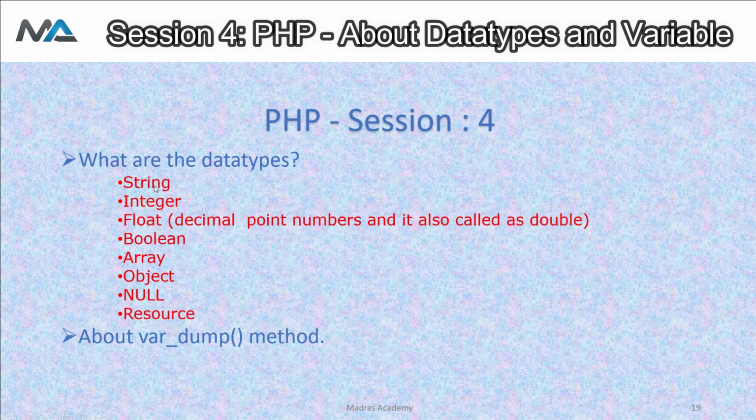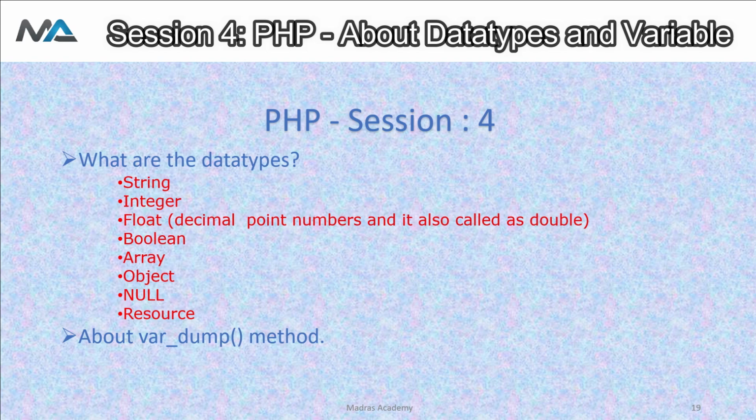But in PHP, we are not using the data type directly. We just use a dollar symbol before the variable. And how does PHP identify whether we have given an integer, string, float or boolean, and how is the program going to respond for us?